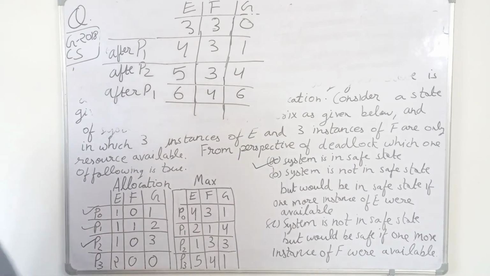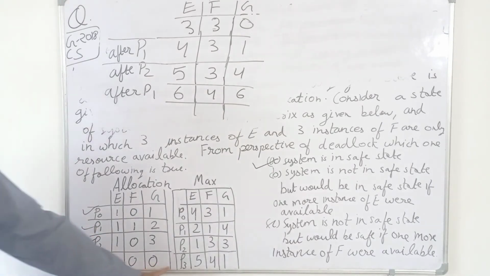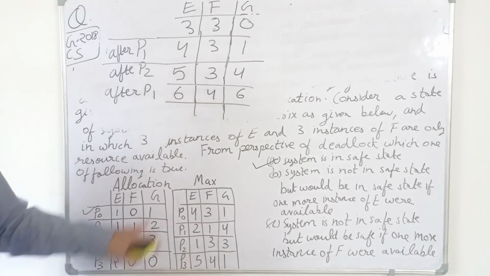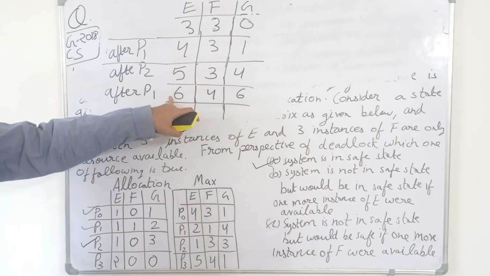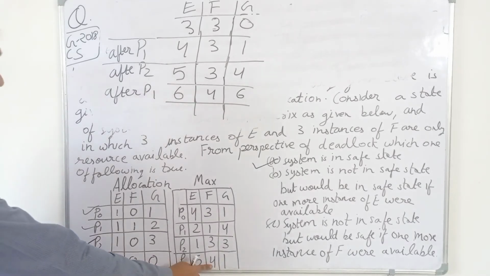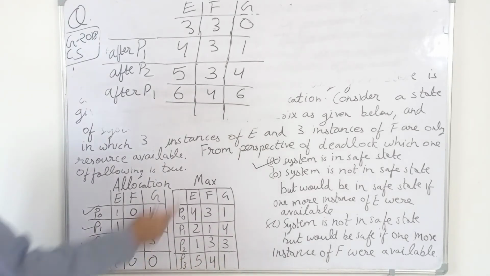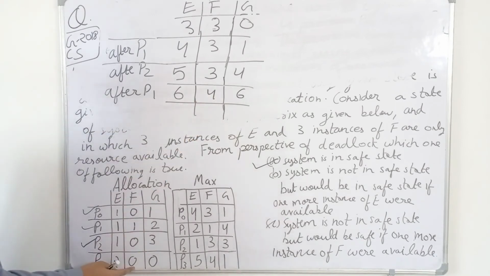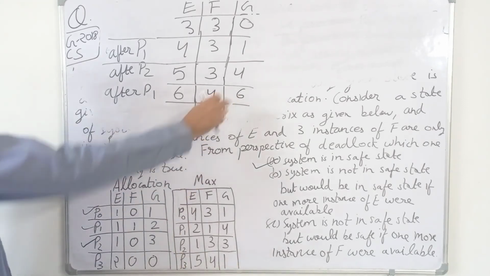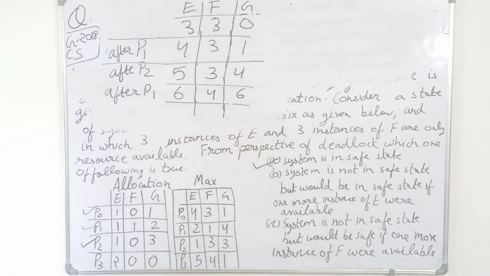So now P3 requires 5 of E and it has 2 of E with it, so we can give it 3 of E easily from 6. So the requirement for resource E is satisfied. It requires 4 of F, at present it has only 0, so we can give it 4 of F. So F requirement is satisfied. It requires 1 of G and it has at present 0, so we can give it resource G also. So P3 is also satisfied.